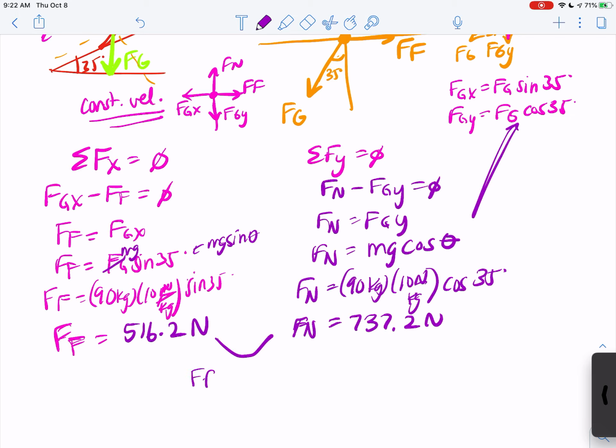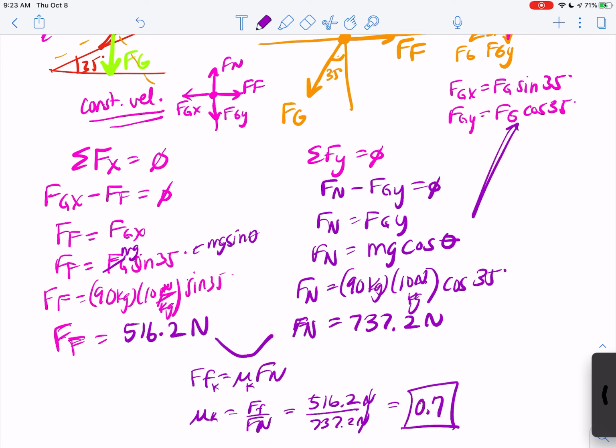Once I have this amount here, if I have my FF and my FN, then I can go ahead and solve for my coefficient of friction. I'm going to put a K there just to denote that it's kinetic. So mu K equals FF over Fn, or 516.2 over 737.2, which is about 0.7. Remember, the units cancel out.